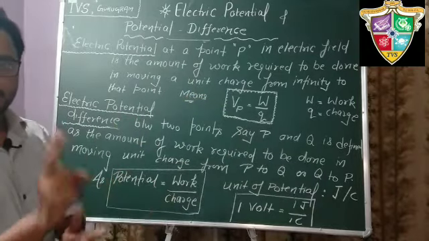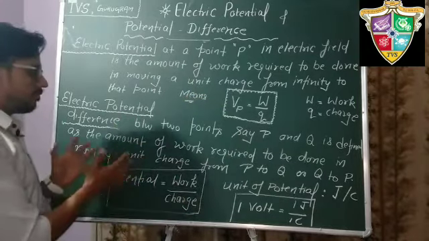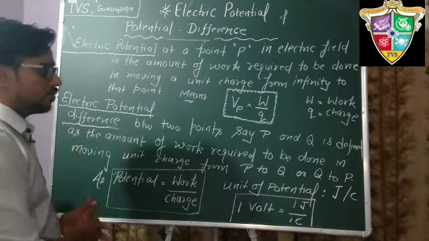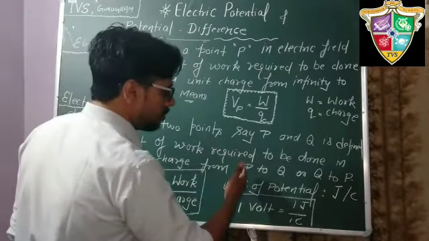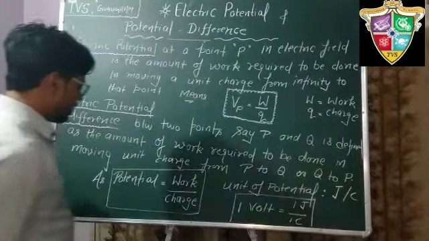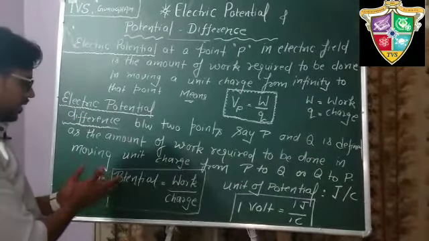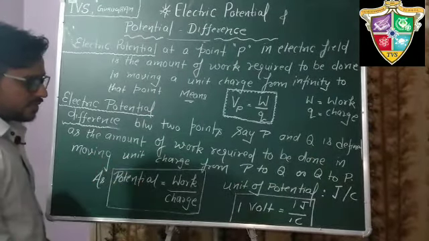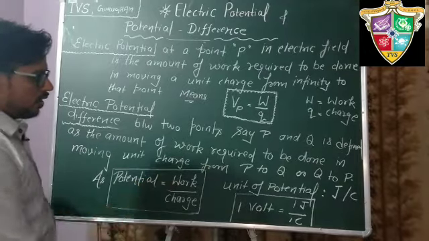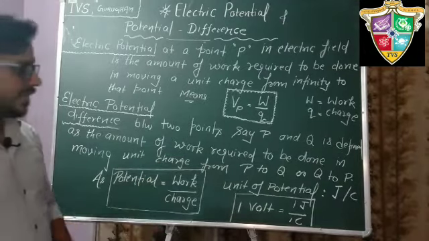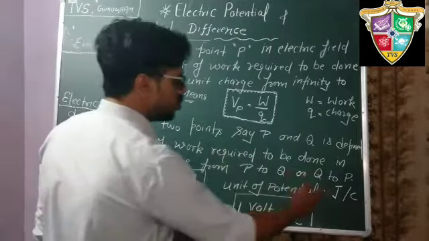And if we are having 2 points P and Q, then the amount of work we have to do in moving charge from one point to another, this is known as potential difference. And potential is work upon charge. Work is measured in joule, charge is measured in coulomb. That's why unit of potential is joule per coulomb.